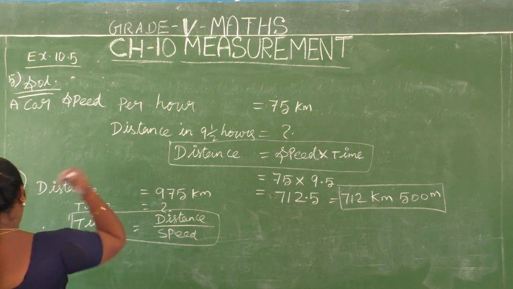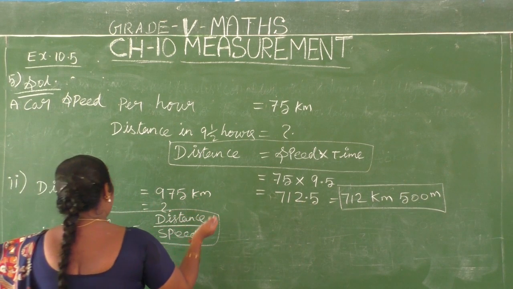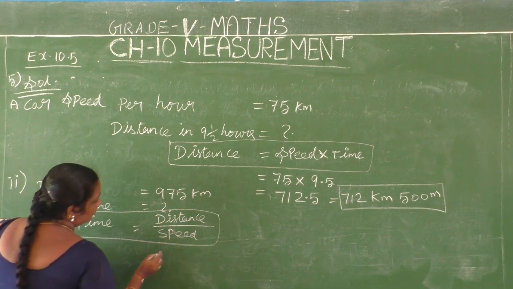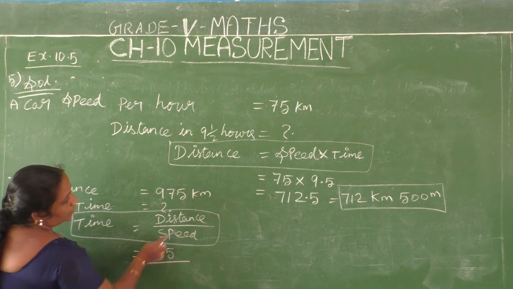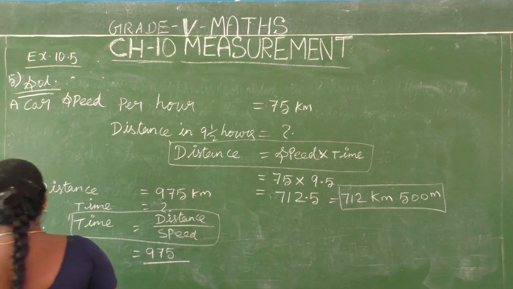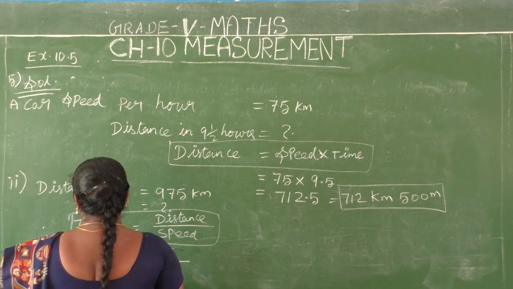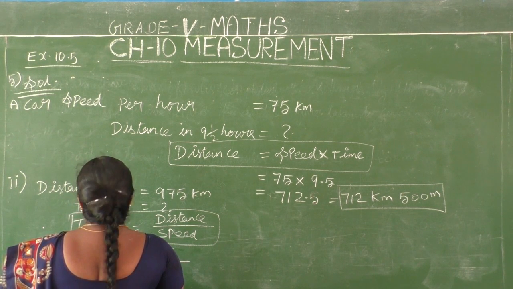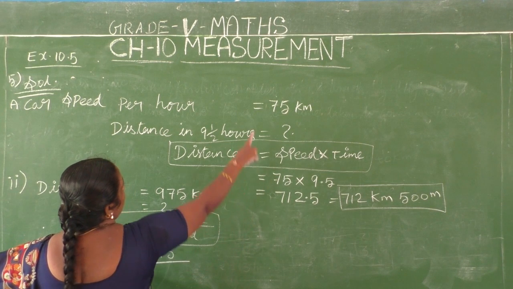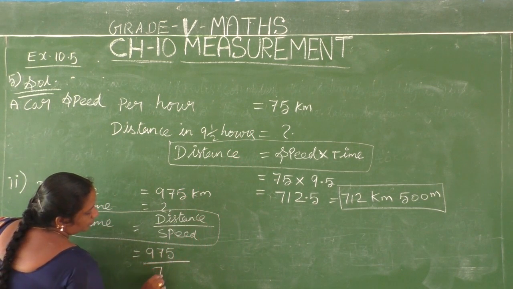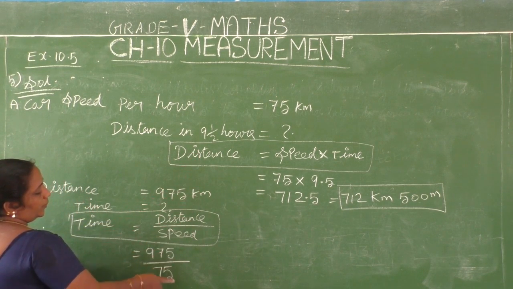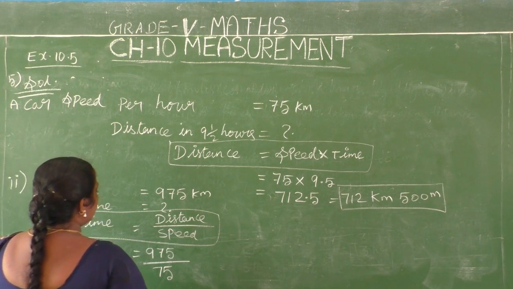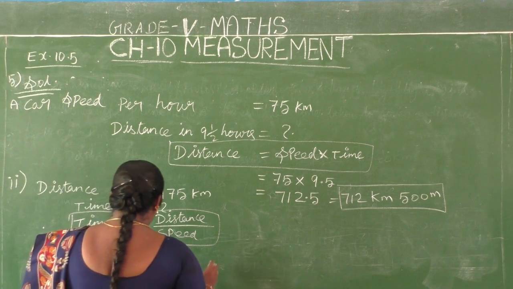So what is the distance for this one? 975. Speed. What speed do we find now? 75 kilometer. They already gave it in your book itself. 75 kilometer is the speed. So we have to divide this distance by speed.